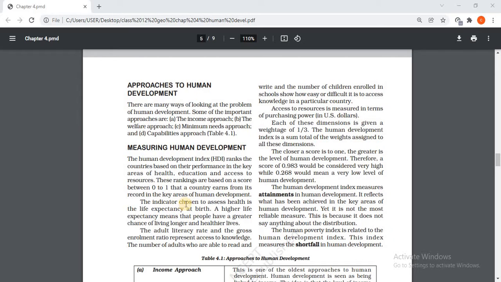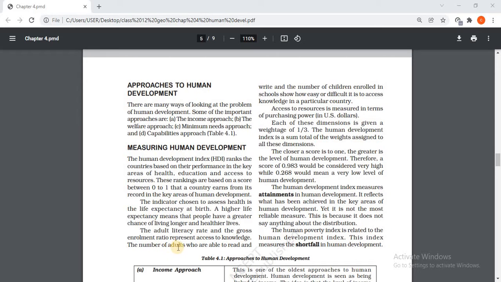The indicator chosen to assess health is the life expectancy at birth. A higher life expectancy means that people have a greater chance of living longer and healthier lives. The adult literacy rate and the gross enrollment ratio represent access to knowledge.